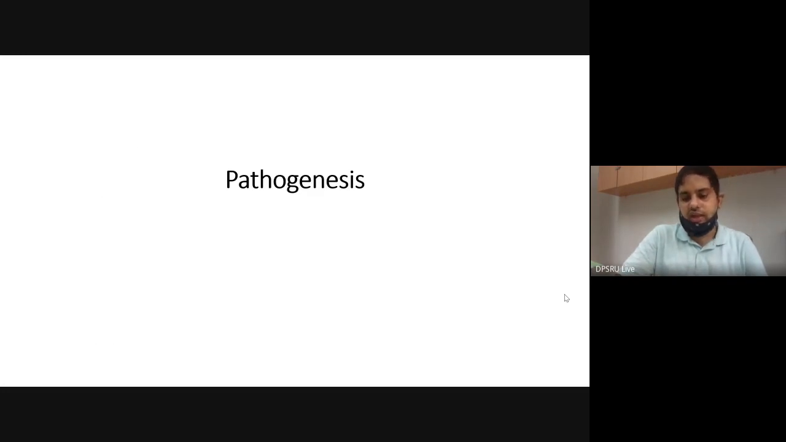Pathogenesis of cancer, as I told you: cancer means uncontrollable divisions of cells and spread to other parts of the body. If you have read about tumors, we classify tumors into two categories. One is benign and the other is malignant. Malignant tumors will spread to other parts of the body, so that can be cancerous, right?